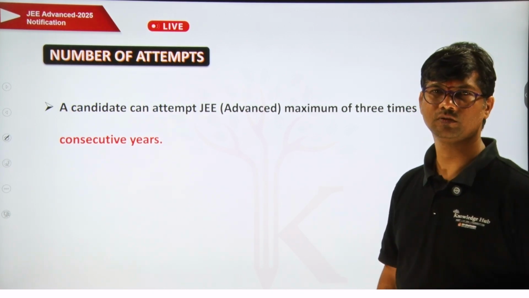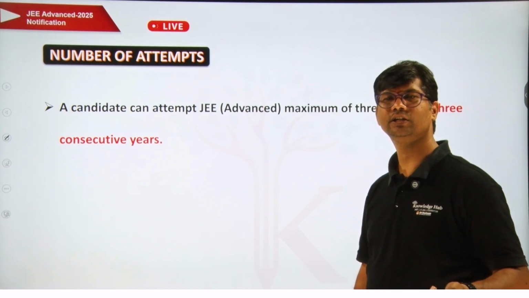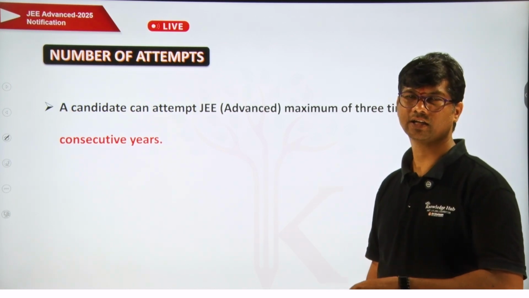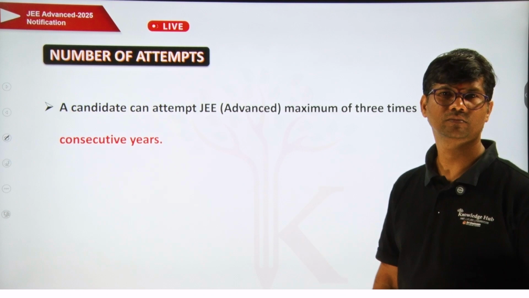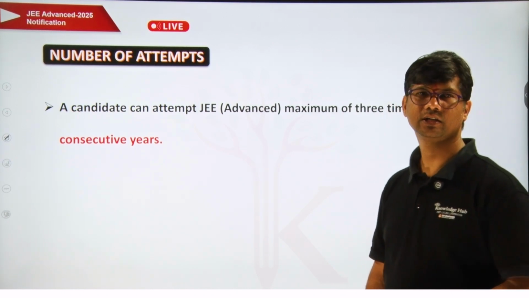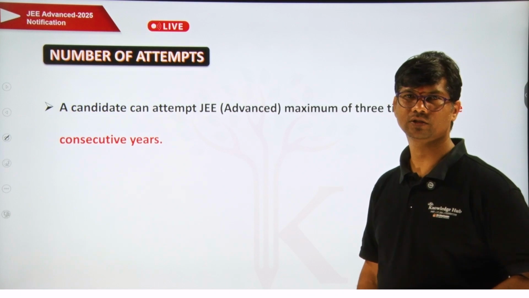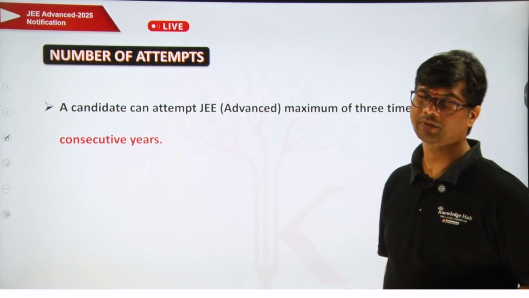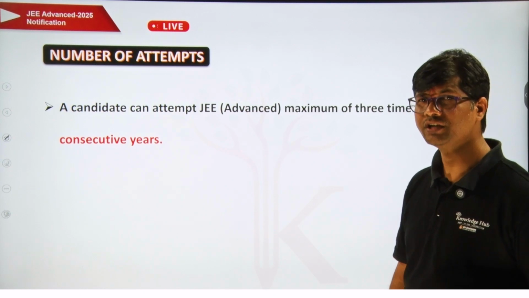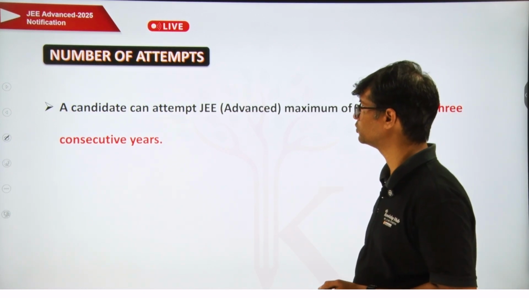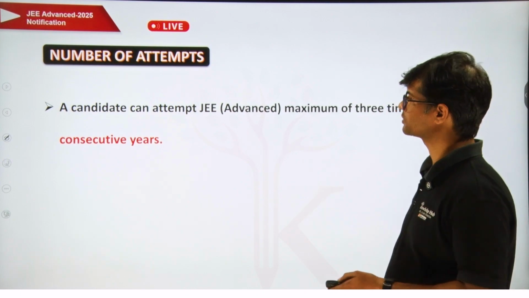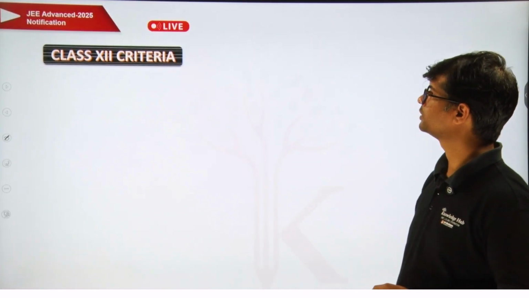Now he is eligible. In 2023 he did his +2 and appeared for the exam, but he did not crack it. In 2024, after a 1 year dropout, he again did not qualify to get into IIT. Now he can appear this year, 2025. He or she is eligible to write the Advanced exam. 3 consecutive years, that is the number of attempts.